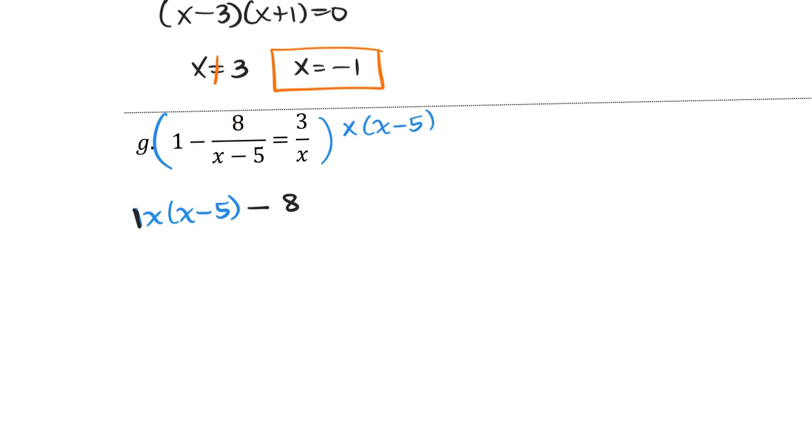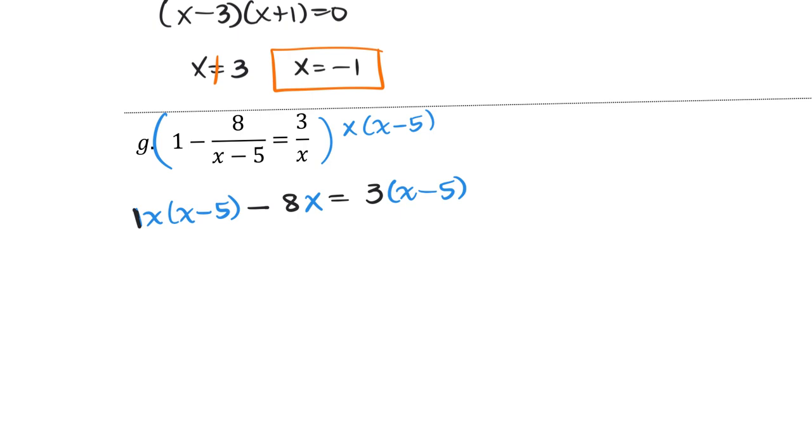Okay, for this fraction right here, if I multiply by x minus 5, the x minus 5s cancel. But I'm still left with the x, so I'm going to bring down the x. Equals. On this fraction, I have a 3 at the top. If I do this times this, the x's cancel, but I'm still left with the x minus 5.